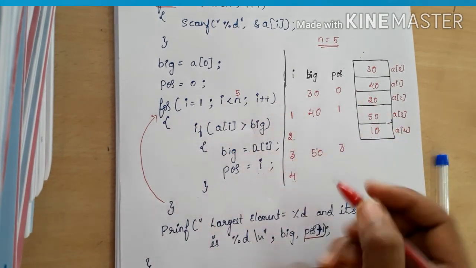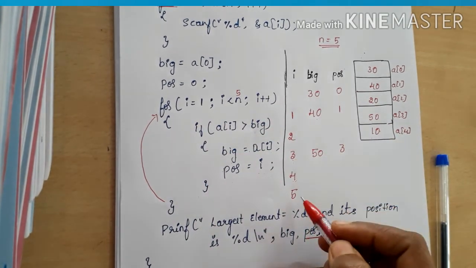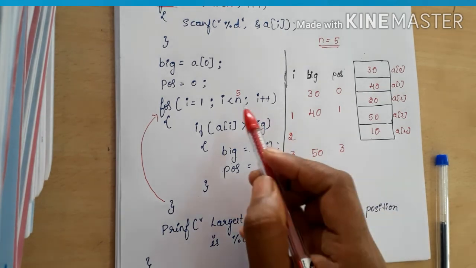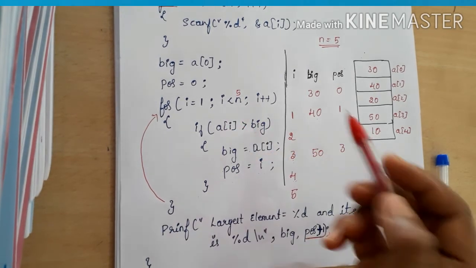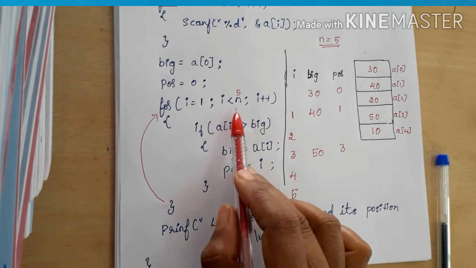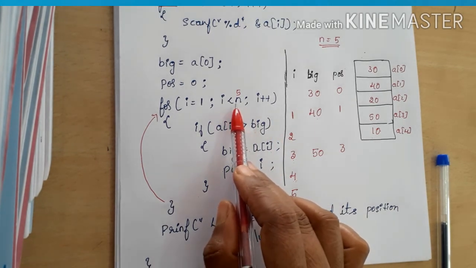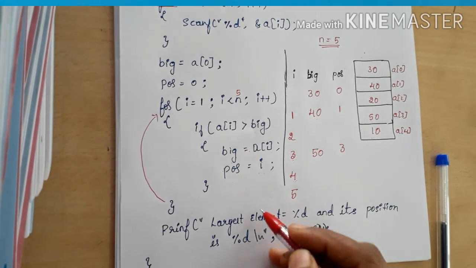Next updation, that is I is incremented by 1 means I becomes 5. Is I less than n? I value is 5. 5 less than 5, the condition is false. Control moves out of the for loop.